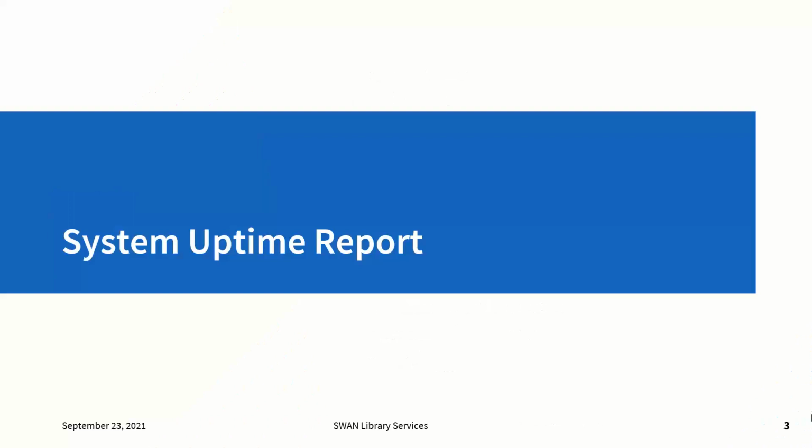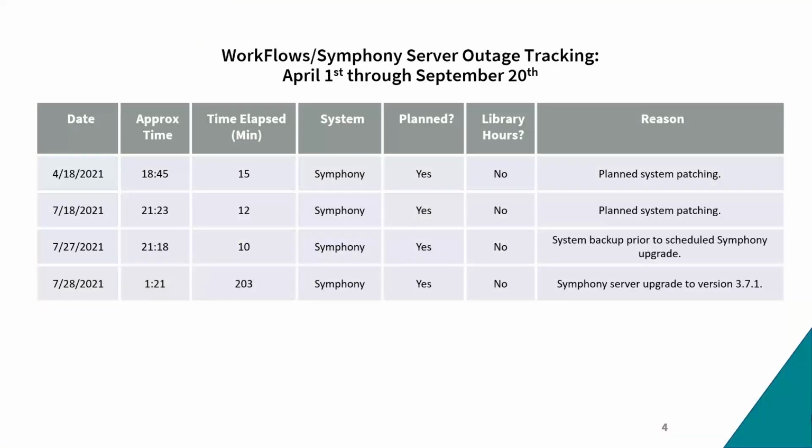So with that said, let's jump right into the system uptime report. So first of all, looking at the Workflow Symphony server. So this is our core ILS server. This handles all the interactions. This is the patron database. And really for the last 6 months, we have had no outages that were unplanned.